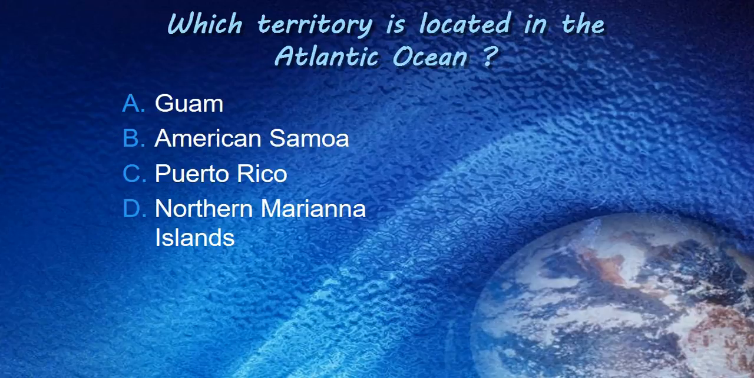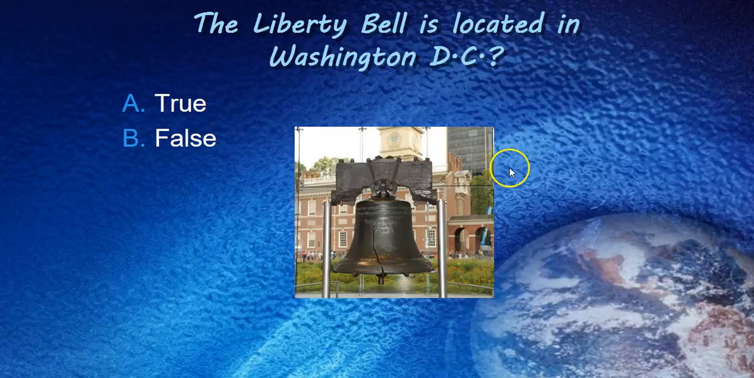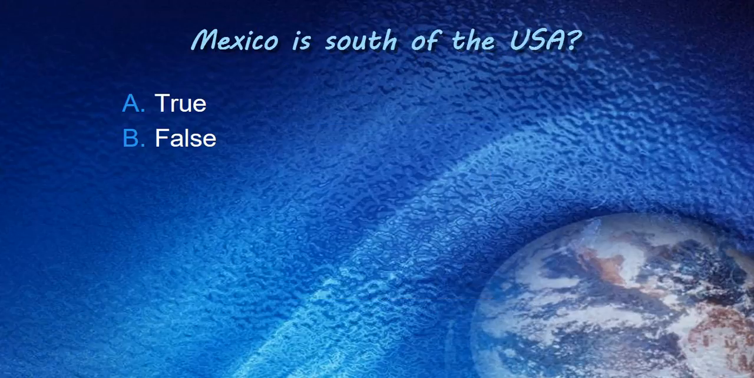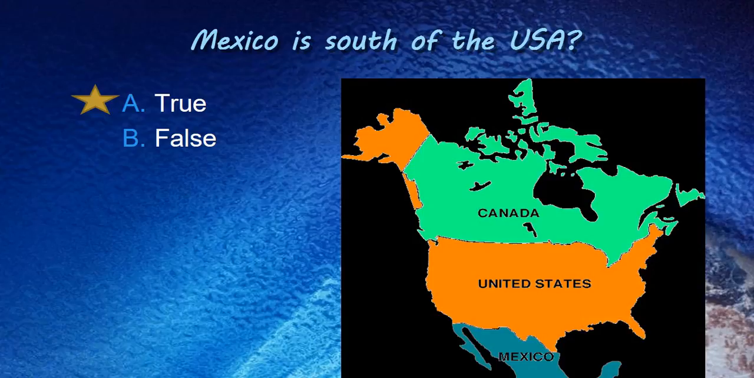Which territory is located in the Atlantic Ocean? So think, and it is Puerto Rico. So here is the Atlantic Ocean. Puerto Rico is right around there. The Liberty Bell is located in Washington, D.C. True or false? False. It's in Philadelphia. Mexico is south of the United States. True or false? Correct answer is true. There's Mexico all the way down there, which is south.